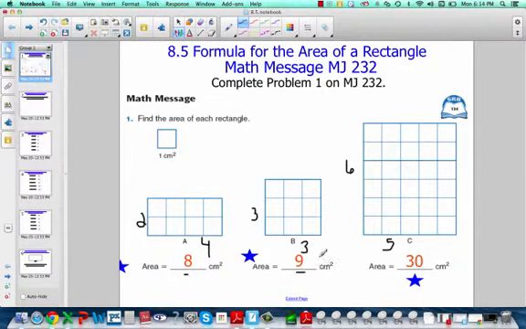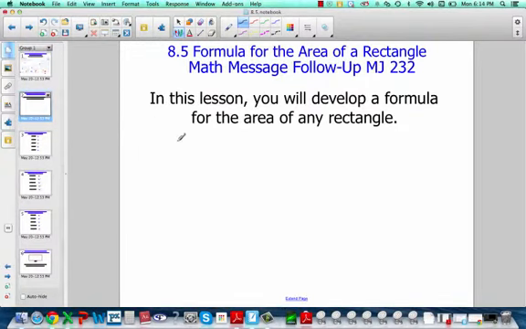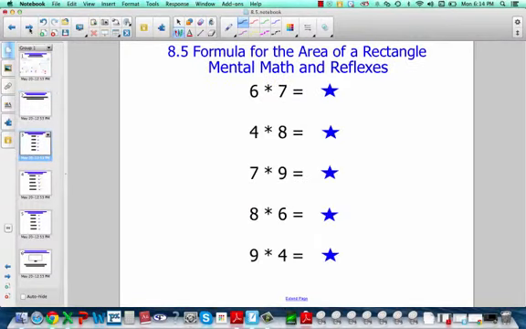You're going to be working with this formula throughout today. So again, we'll be developing a formula for area of any rectangle, and remember that squares are included in rectangles. Please pause your video to work on these multiplication problems.